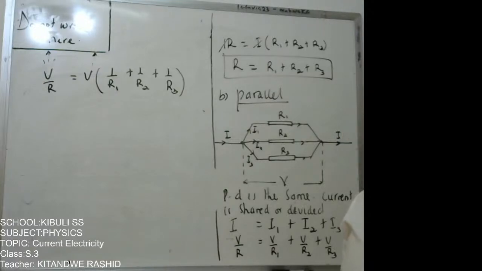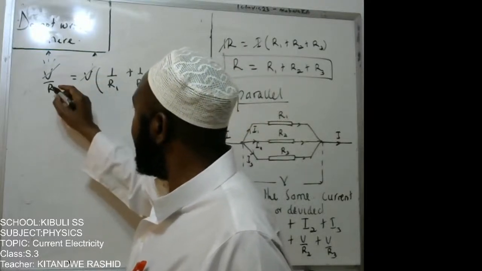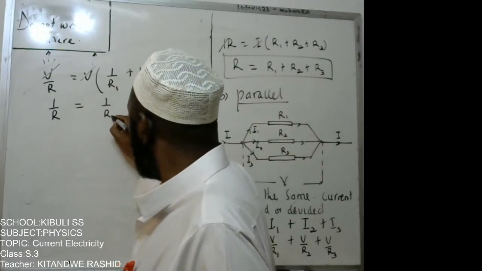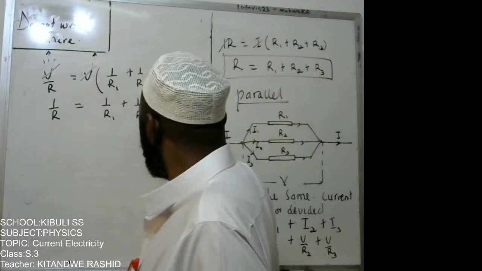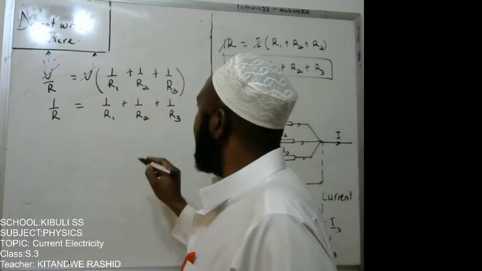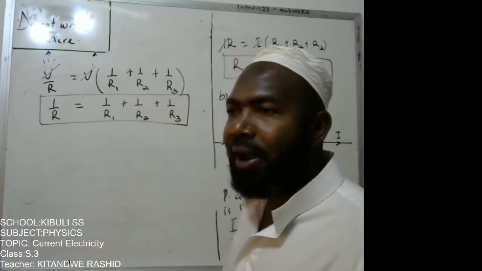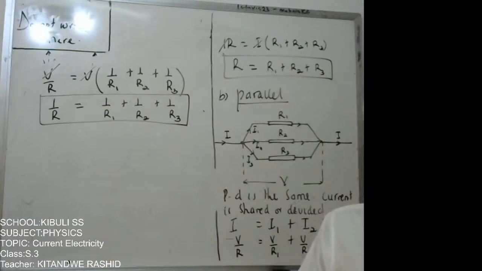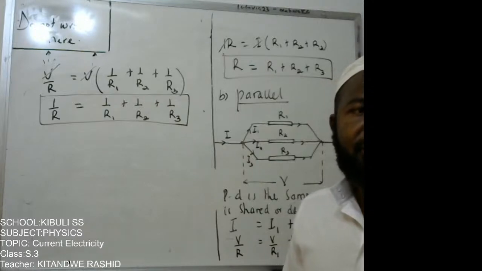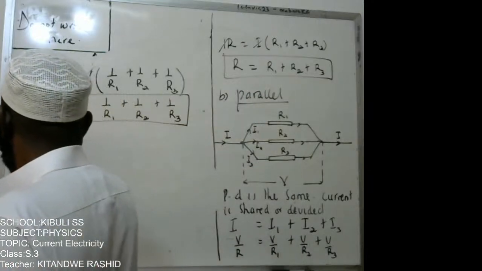Now we can divide both sides by V. That one will imply that the V will cancel. And so we remain with 1 over R equal to 1 over R1 plus 1 over R2 plus 1 over R3. So this expression here turns out to be the effective resistance in parallel, or the resultant resistance when resistors are arranged in parallel of that nature. But we are saying there is a special case for two resistors.